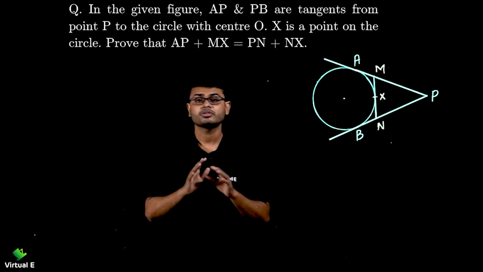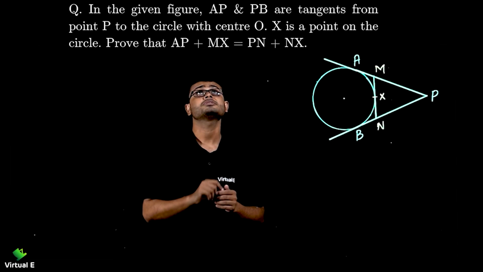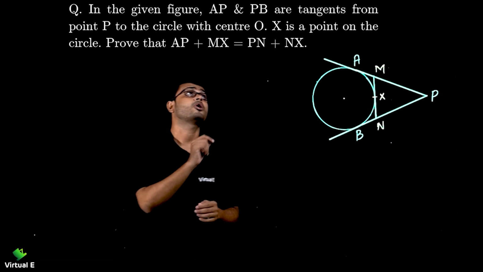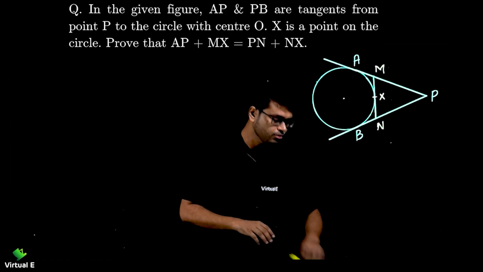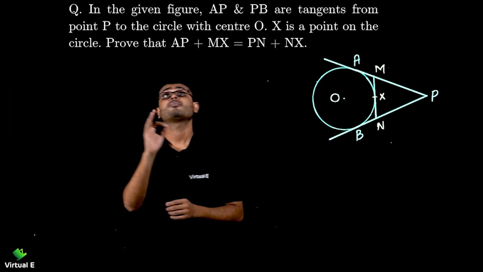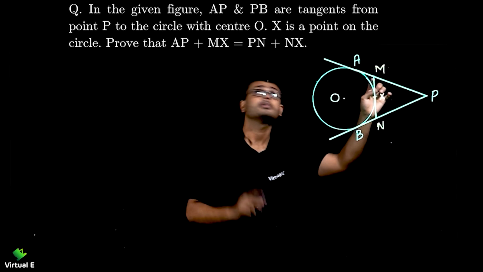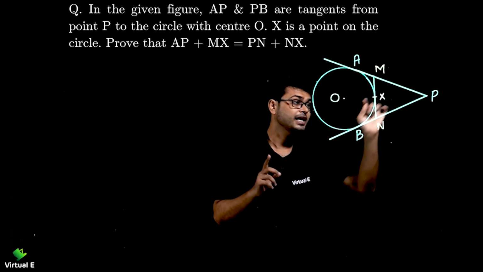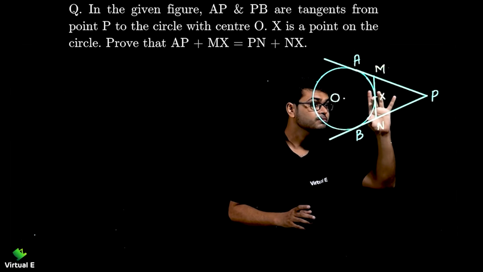In the given figure, AP and AB are tangents, as we can see in the figure, from point P to the circle with center O. So let's write center O over here. X is a point on the circle, and prove that PM plus MX is equal to PN plus NX. So what we need to prove is, this length plus this length is equal to this length plus this length.